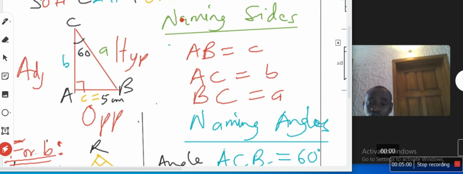Except when you want to mention a side by two letters. Like I can call here AC. AC is actually small letter b, is it not? AB is small letter c. Then BC is small letter a, because it is facing capital letter A, which is the angle.